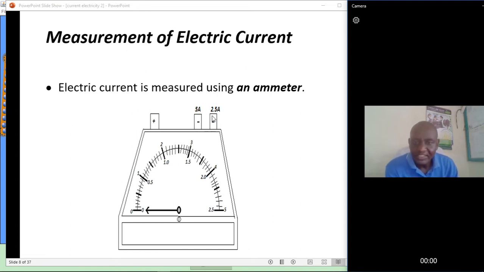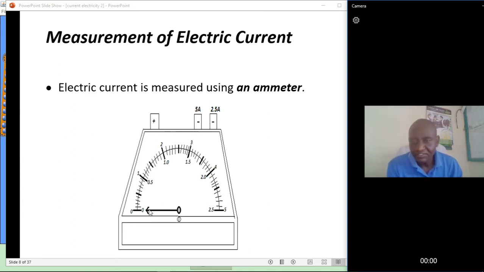But if you have connected against 2.5, 2.5 is the inner scale. Implying that from here to there is 0.5. So every single division is 0.05: 0.05, 0.10, 0.15, 0.20, 0.25, 0.30, 0.35, 0.40, 0.45, 0.50.